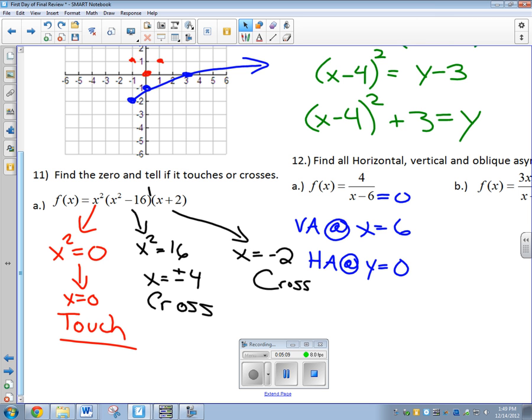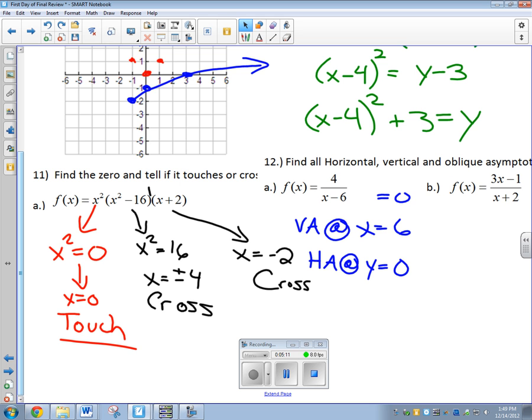What about letter B? On your letter B, what's the degree of your numerator? 1. What's the degree of your denominator? 1. So if they're the same, what do we look at? Leading coefficient. So it'd be y equals 3 over 1, y equals 3. Okay, remember that. We'll come back to it. If they're the same, we first looked at the x's and said this is a 1 and that's a 1. Since they were the same, that's when we looked at what's in front of your x. What's the leading coefficient? It's 3 over 1, so it'd be y equals 3. That's a horizontal asymptote.